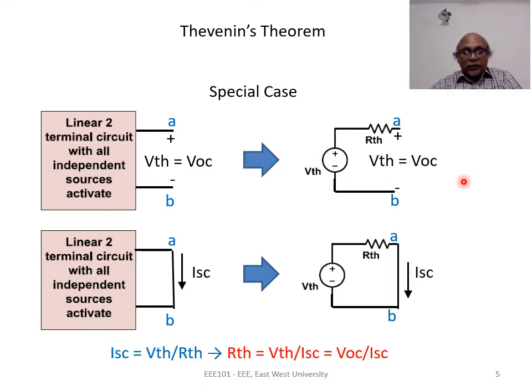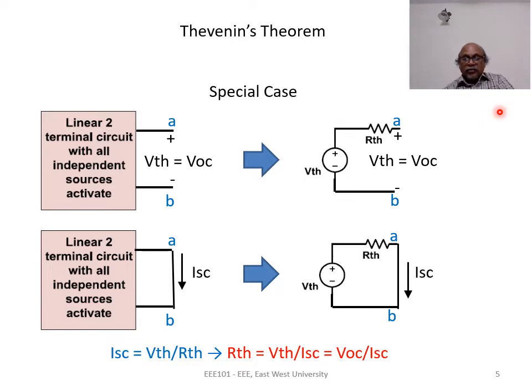When calculating open circuit voltage and short circuit current, we need to remember the correct polarity of VOC and ISC. If we look at the upper diagram and lower diagram, node A is the node where plus of the VTH is assigned, and minus of the VTH is assigned at node B. In the bottom circuit, ISC is flowing from node A to B, that is, flowing from the node where plus of the voltage VTH is assigned towards the node where minus of the voltage VTH is assigned.